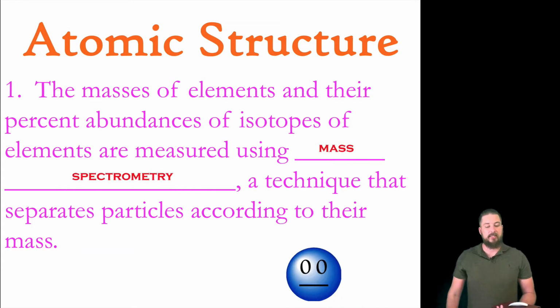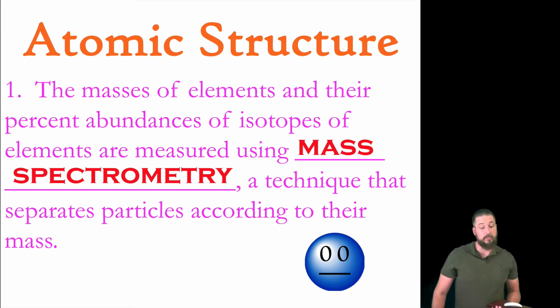Now, the masses of elements and their percent abundance of isotopes of elements are measured using mass spectrometry, which is a technique that separates particles based off of their mass. And so what I'm going to do is I'm going to show you a mass spectrometer, and I'm going to explain how it works, but you don't necessarily need to know how it works. But I am going to explain it so that you can understand what it is.